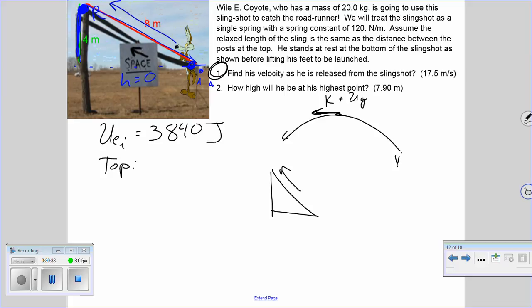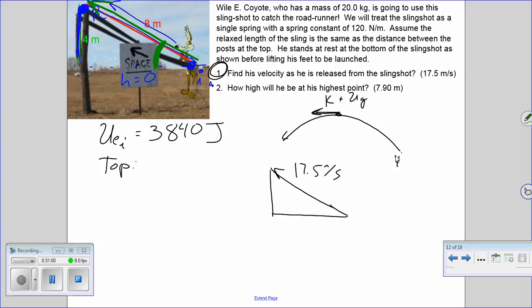So the idea is when he comes out of the slingshot, we just figured out, I do not like that drawing. Let me clear that up a little bit. Oh, much better, right? No. All right, so the idea is his velocity, we just figured out that was 17.5 meters a second, right? But that is at this angle, because he's going to go straight up this way. So we got to figure out what this angle is.